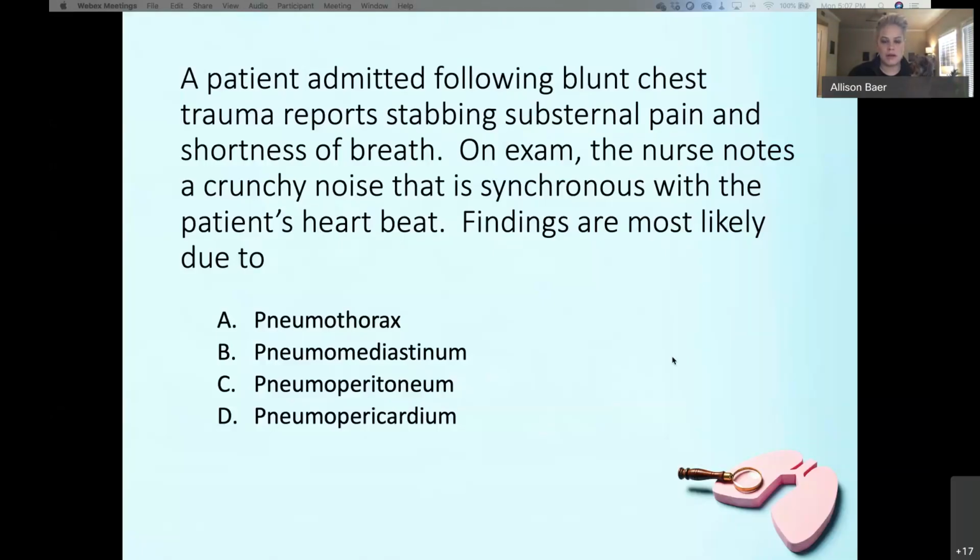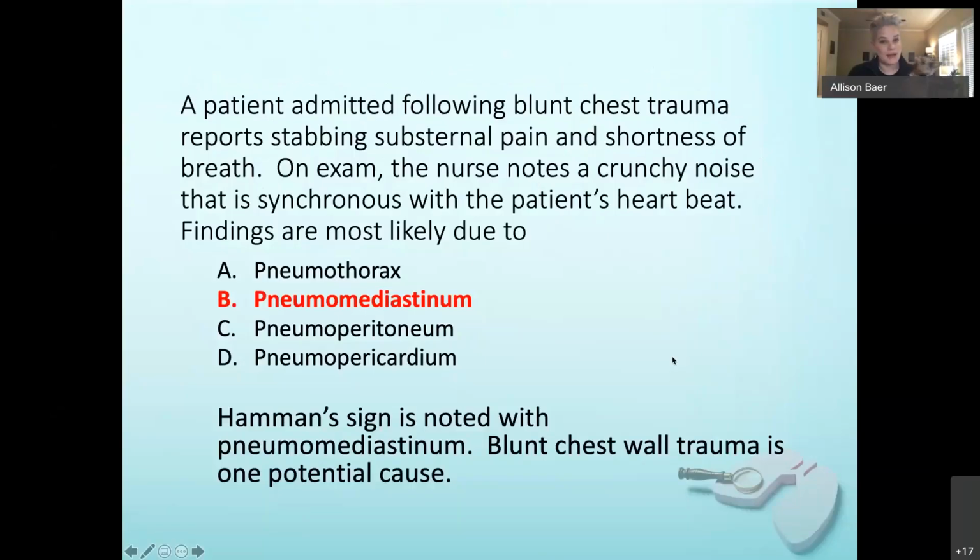And this is one that, even though in the review I didn't specifically mention Hamman sign, which is that crunching noise that's synchronous with the patient's heartbeat, you can still figure out from context what it was, and most of you got it right. It's a pneumomediastinum. Obviously, you can tell blunt chest trauma. They probably have air going in somewhere, so it's just where it's at. And if you know Hamman sign, great for you. If not, you just had to kind of figure it out, and most of you were able to. But if not, don't feel too bad. It's substernal pain, that could be pneumopericardium, it could be any of these things, but pneumomediastinum is the correct answer.